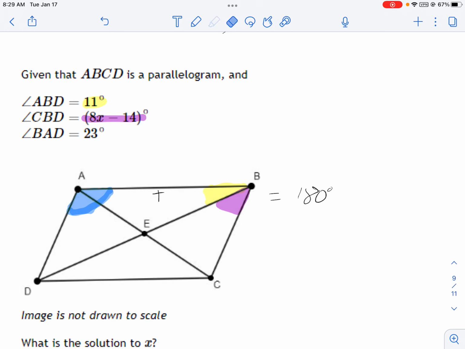Oops, I highlighted in blue. Let me do blue there. So that means you have the 23 from our blue angle plus the 11 of the yellow angle plus the 8x minus 14 of the purple angle. And that's literally the entire angle for A and the entire angle for B. So if we add them up, they should be 180 degrees.